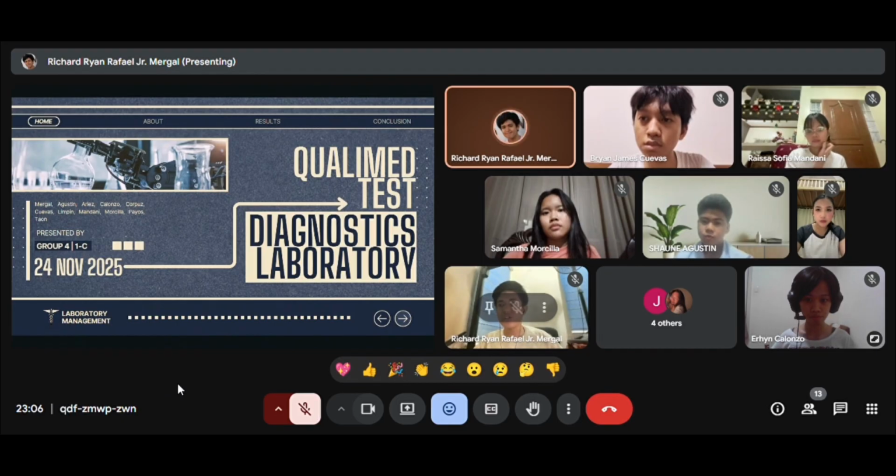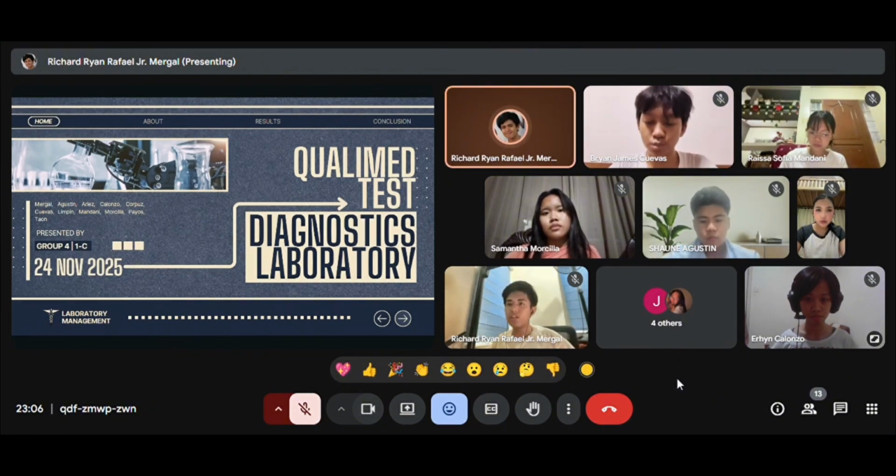laboratory. So first, I'll be talking about the name of our laboratory, which is QualiMed Test Diagnostics Laboratory. You may wonder, where did the name QualiMed Test Diagnostics Laboratory come from? Well, it came from the words quality, medical, and tests. So in particular, our laboratory is focused upon delivering a wide range of diagnostic services to our community or to the local community to promote public health initiatives. So that is why it is named QualiMed Test Diagnostics Laboratory.